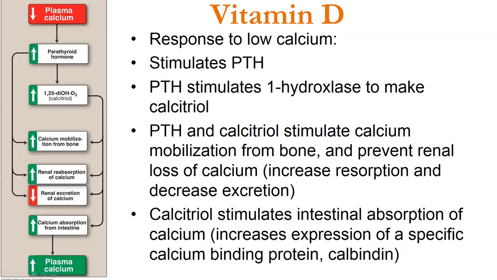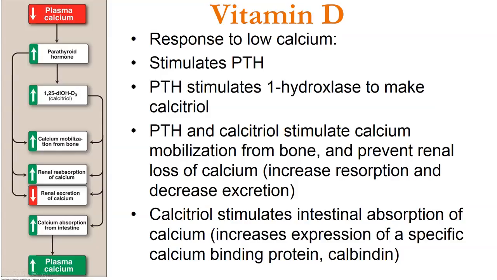Okay, so let's go through the progression of how vitamin D actually responds to low calcium, because that's the more common thing you think of with vitamin D. Low calcium indirectly stimulates the production of vitamin D through this hydroxylase enzyme, because it stimulates the production of parathyroid hormone. Parathyroid hormone directly stimulates 1-hydroxylase, which makes calcitriol. Calcitriol is the active form of vitamin D, and parathyroid hormone itself has other effects on calcium mobilization.